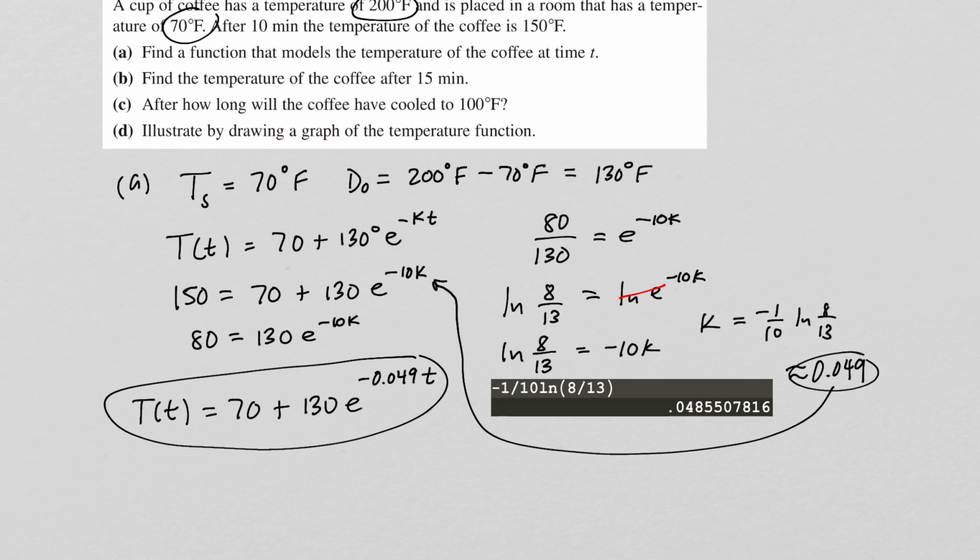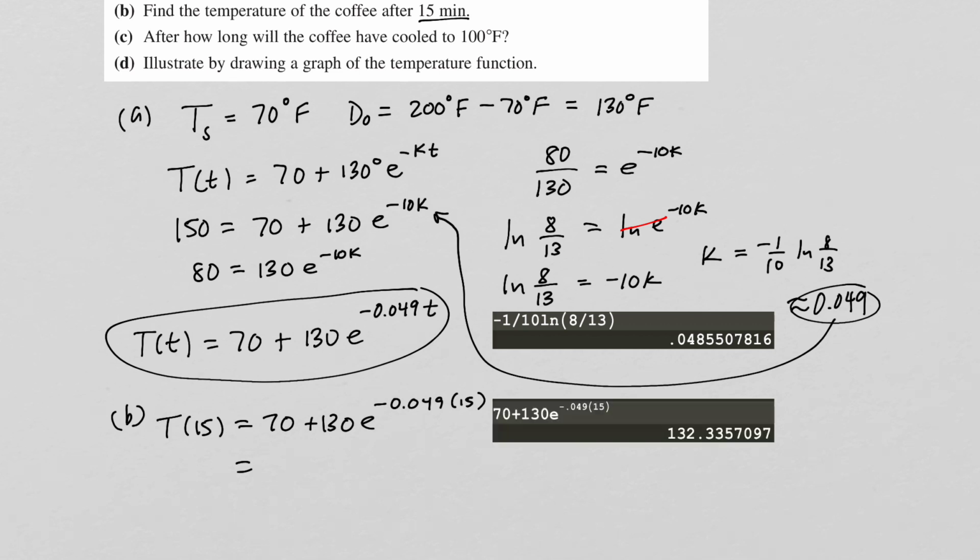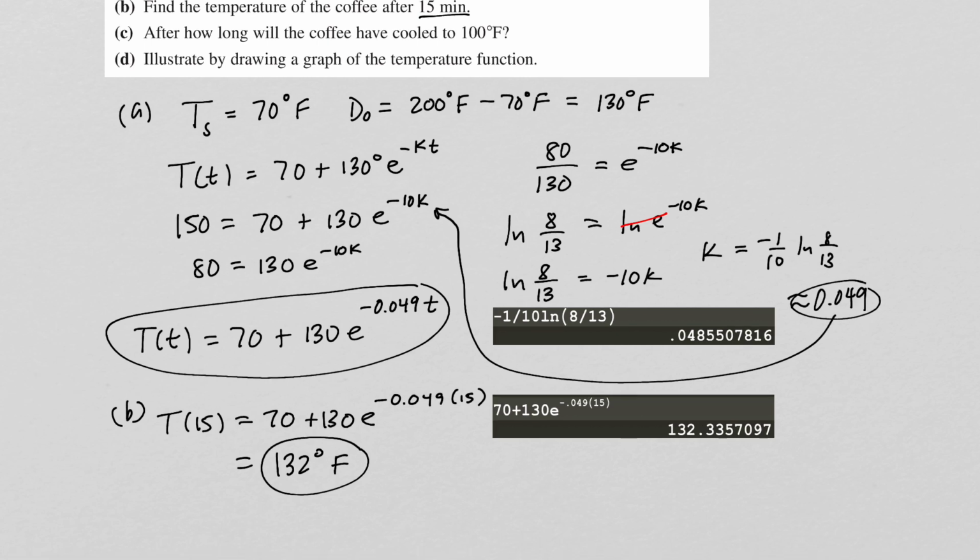Now for part B, find the temperature after 15 minutes. We just have to plug in little t equals 15. So this gives us 70 plus 130 e to the negative 0.049 times 15. And once again, let's plug this into a calculator. And we can see here that we get a value of approximately 132 degrees Fahrenheit. So after 15 minutes, it has cooled down to this temperature.